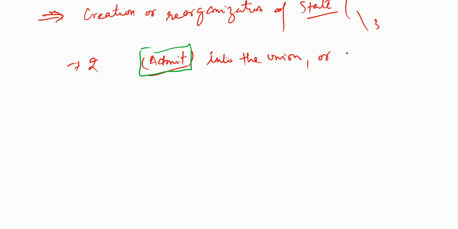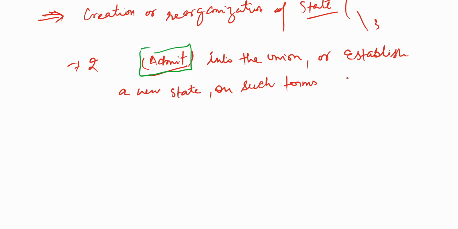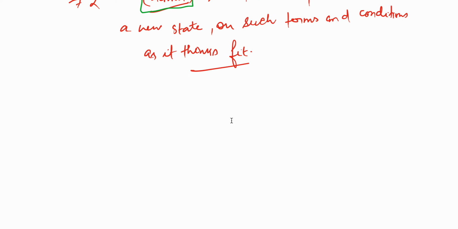Second thing, or establish a new state on such terms and conditions as it thinks fit. This is Article 2. Maybe we'll discuss other things tomorrow, but today we'll be discussing these two important things.